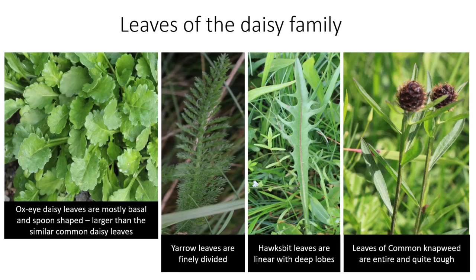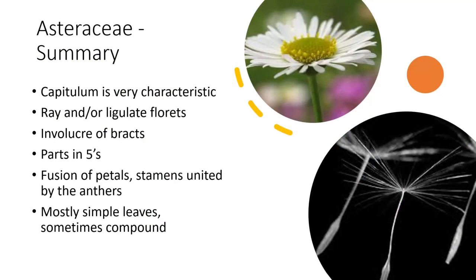So we'll spend some time on leaves of the daisy family. What I'd like you to do is to think about characteristics. So the capitulum, very characteristic, that grouping of flowers all together, the two types of flowers, the ray florets and the disc florets, the involucral bracts, so all of those sepals that are at the back of the flower, parts in 5, and there's lots of fusion. And the leaves are mostly simple leaves, so there's not too much division to them.